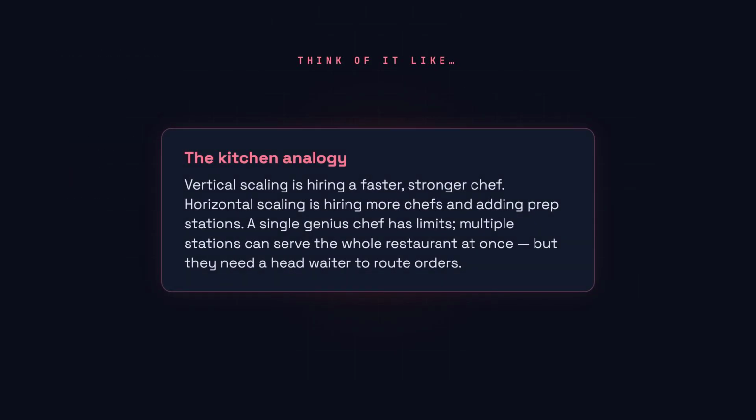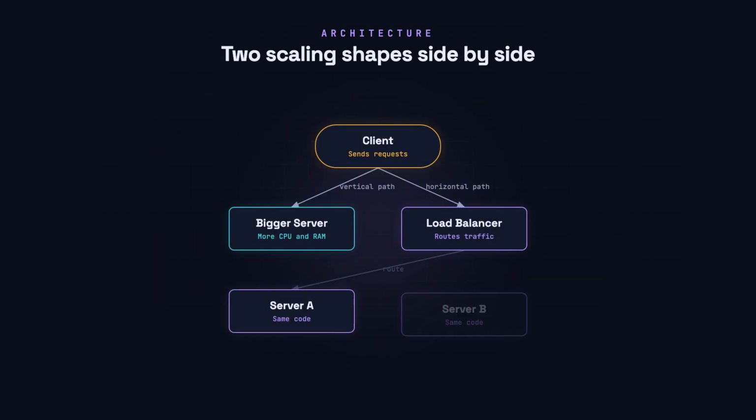Imagine a busy restaurant kitchen. If orders pile up, you could replace your one chef with a world-class speed demon, that is vertical scaling. Or you could open more prep stations and staff each one, that is horizontal scaling. The second approach can handle far more orders, but now you need someone at the front routing each ticket to a free station. That router is the load balancer in a real system, and its presence is what makes horizontal scaling structurally different.